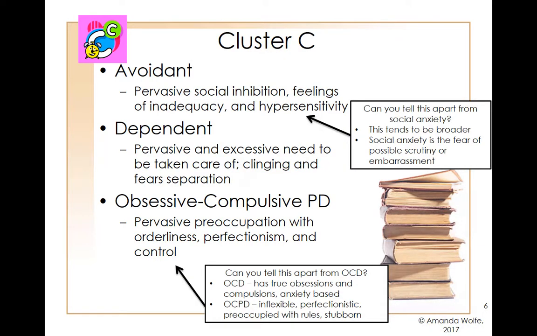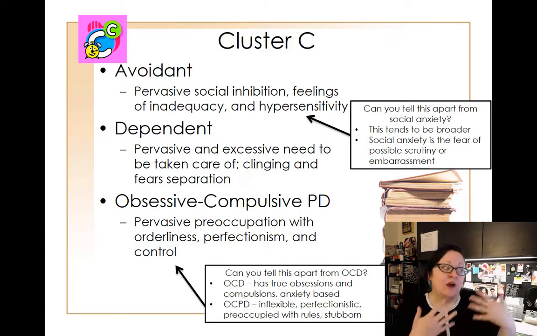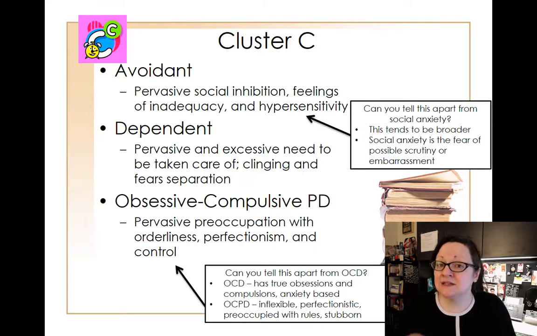Cluster C has our avoidant, dependent, and obsessive compulsive personality disorder. So notice there's several boxes on this PowerPoint, and I would encourage you to pay attention to those. Avoidant. How do we tell avoidant from social anxiety? Well, remember, social anxiety is just about having that fear of being scrutinized when I'm in public, whereas avoidant personality disorder is I feel so insecure and inadequate and uncomfortable around people that I pull away from them. Now, it's not schizoid because that person still wants social relationships.